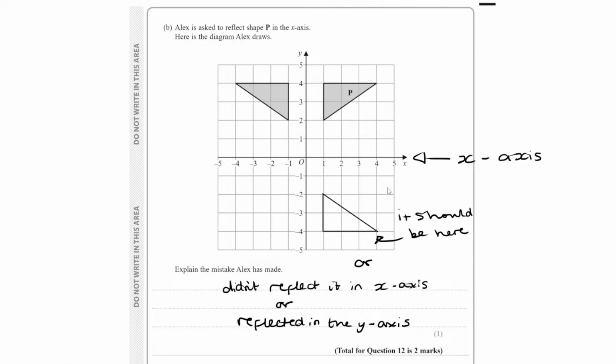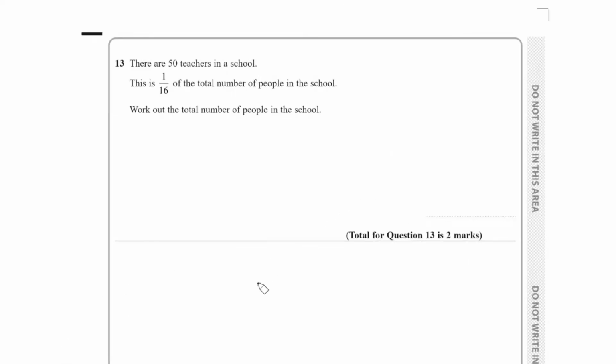Okay. Question 13, there are 50 teachers in a school. This is 1/16 of the total number of people in the school. Work out the total number of people in school. So 50 teachers is equal to 1/16 of the total, isn't it? Now we want to know the total. So what I'm going to do is say, well, if that's only 1/16, technically the total is 16 out of 16, isn't it?